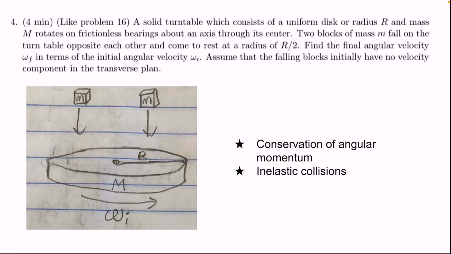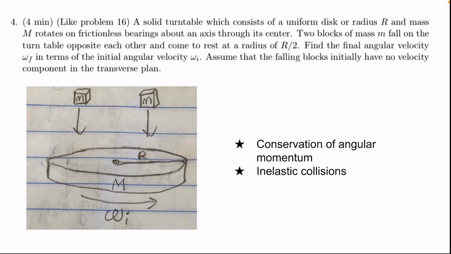Okay, so problem 4 is asking about a solid turntable, which is a uniform disk of radius r and mass m that rotates on frictionless bearings about an axis through its center. Two masses fall on opposite ends of this disk, both falling at distance r/2. And the problem is asking us to find the angular velocity after the two cubes or masses fall onto the turntable.